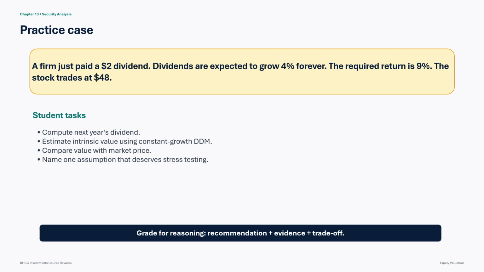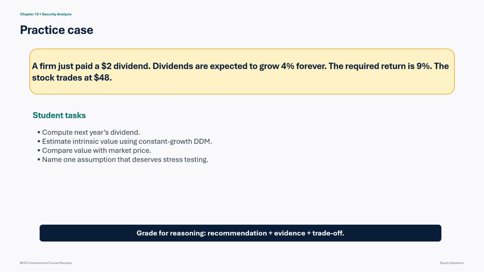A mechanical conclusion would be that the stock appears overvalued under these assumptions. A better conclusion is that the stock appears overvalued under this specific model and these specific assumptions. That wording preserves the uncertainty.